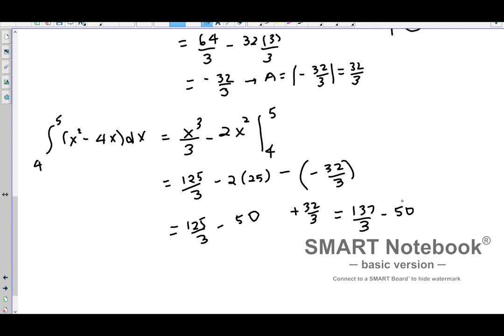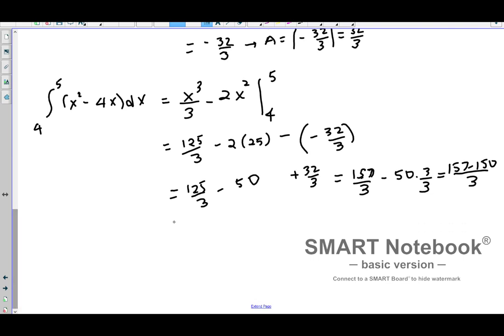Let's see, what did I do there? 157, sorry. 157, because 125 plus 32 is indeed 157 over 3 minus 50. So now I get common denominators. So 157 minus 150 all over 3, and that gives us 7 over 3. So there it is, our area, the total. Okay, this is the area actually from 4 to 5, not so fast. I should not circle that just yet.